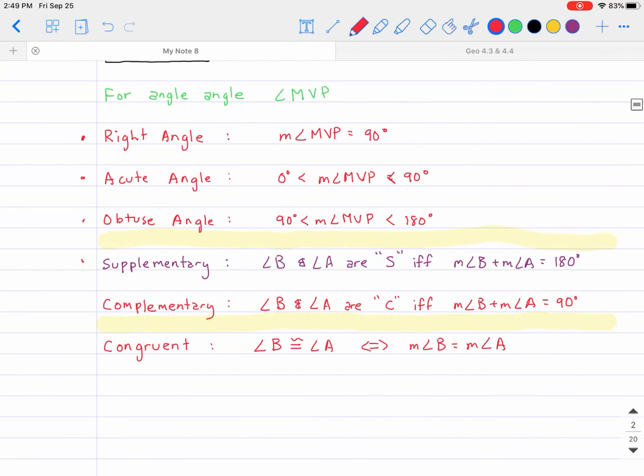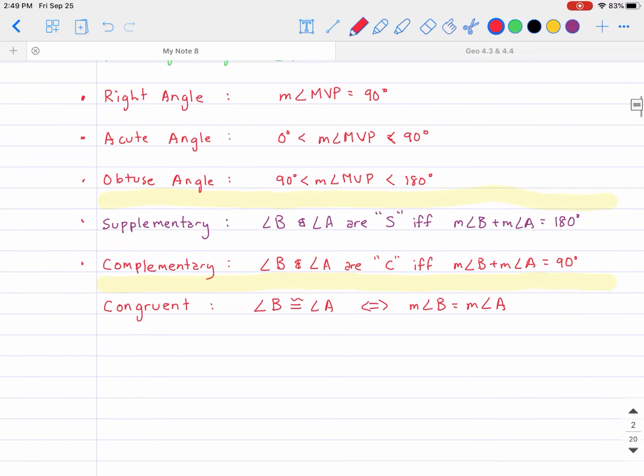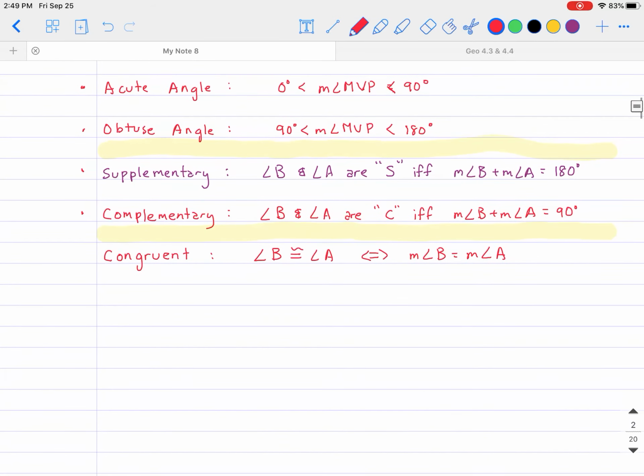Then going back to the last section, we talked about supplementary angles. We say that if B and A are supplementary angles, then the sum of their measurements is equal to 180 degrees. Whereas if the sum of the measurements of two angles is equal to 90 degrees, we call them complementary to each other. And finally, the last one is the idea of congruence. If two angles are congruent to each other, then that means their measurements are equal to each other. So you can interchange between the two if you wanted to.